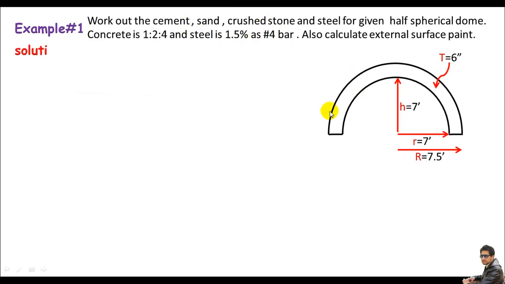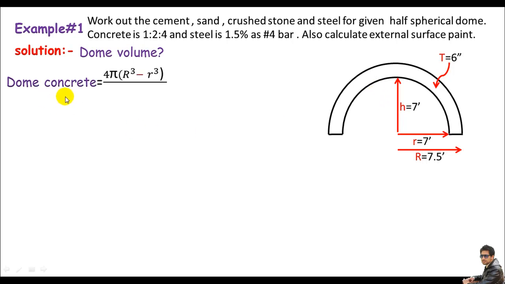So I'll come straight over here into solutions, and my first approach is the dome volume. Remember, this is an RCC dome, which means this is concrete. So the dome concrete must be 4 by 3 pi R cube minus r cube, because this is a hollow dome, right? And this formula is just for a full sphere, right? We have a half spherical dome. So we must divide this formula by 2, right, to get the volume or the quantity of a half spherical dome.